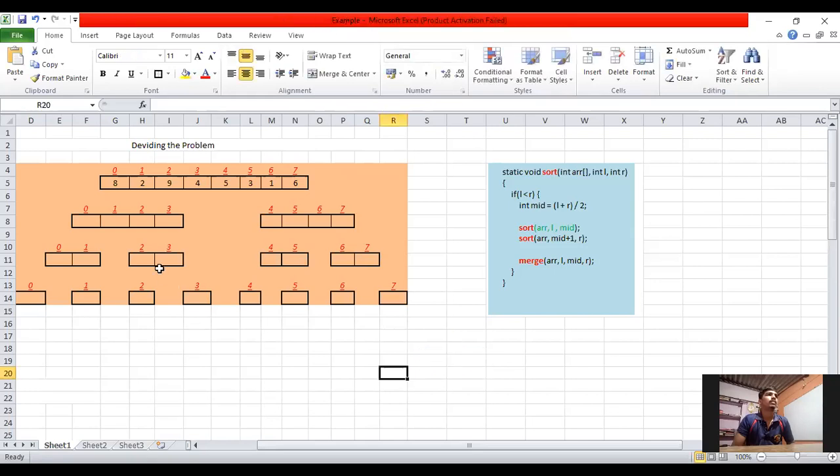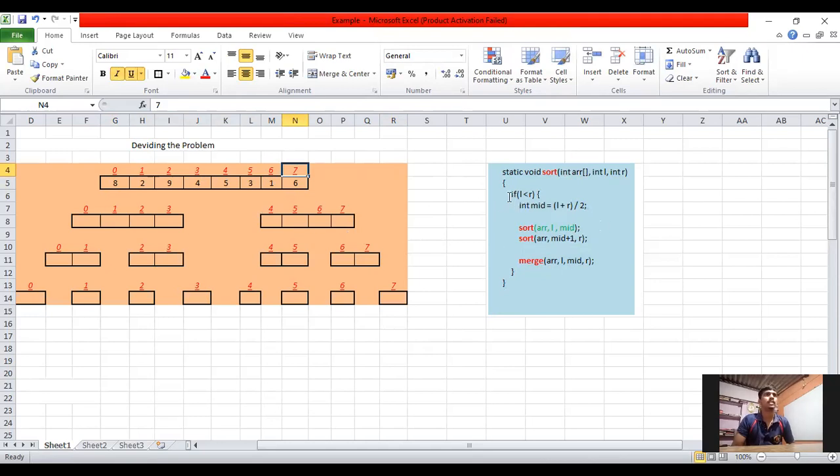So here we have the method named sort. Here we pass the arguments: this whole array, then the left hand, that is the lower bound, which is 0, and the right, that is 7, left and right.